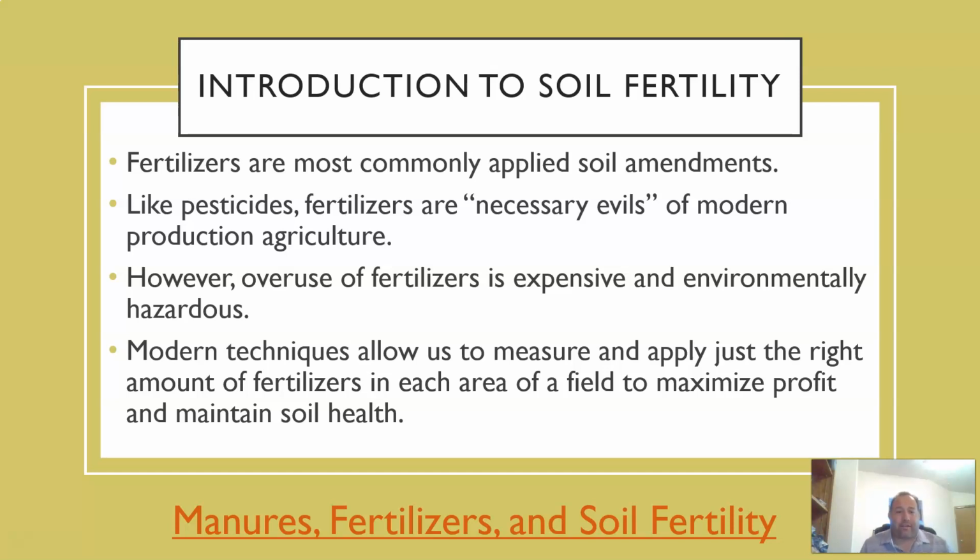So fertilizers are the most commonly applied soil amendment. The soil amendment just being something that we're using to increase the fertility of the land or maintain the fertility of the land. Like pesticides, fertilizers are necessary evils of modern production agriculture. If you're going to do ecosystem simplification like agriculture is, and you're going to create one specific plant in such large quantities, you're going to need to use fertilizer because it's not going to be what that ecosystem naturally wants to do.